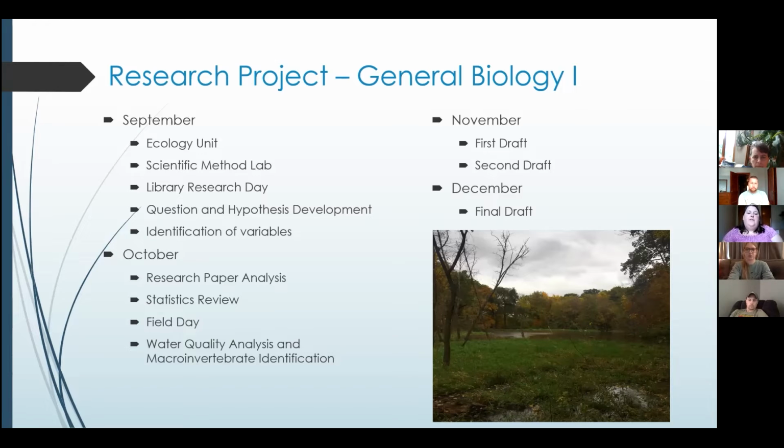So then the following week, in lab, we did the water quality analysis. We used titrations for most of the water quality analysis. And then we also did macroinvertebrate identification in lab that week. And then in November, the first draft of their lab reports were due. The first draft was primarily the introduction, which included moving from that broad information down to the purpose of their paper, and finally the hypothesis.